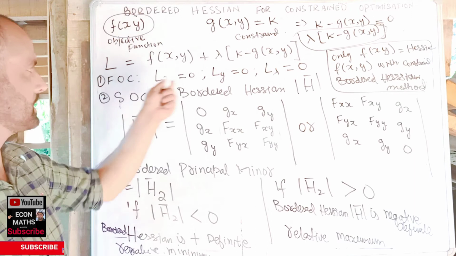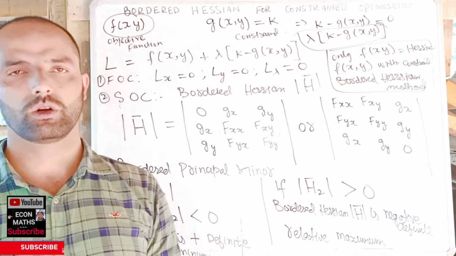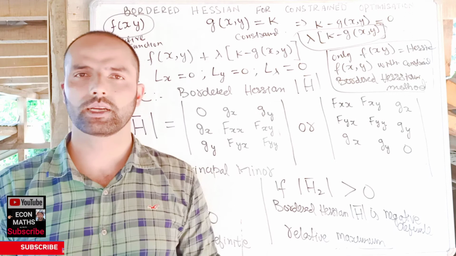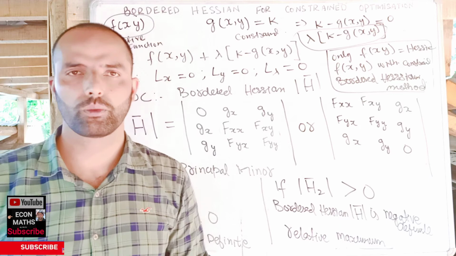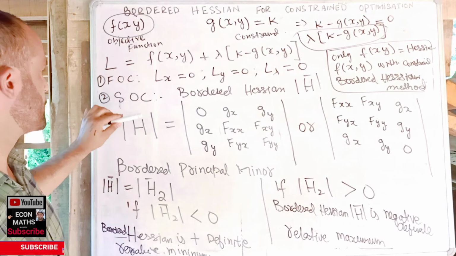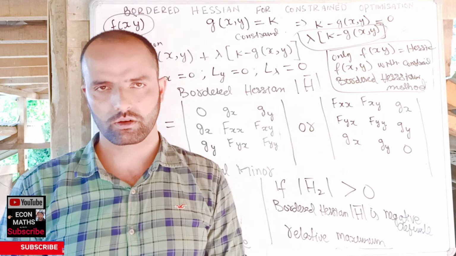Now, if this is the Lagrange's function, the first order conditions for the Lagrange's function to be at optimum are that we take the partial derivative of this Lagrange's function with respect to x, y, and lambda and set them equal to zero. After that, we solve them for x, y, and lambda to get the optimal values. Now, to see whether they are at relative minimum or relative maximum, we use the bordered Hessian method in case of constrained optimization, and the simple Hessian method in case of unconstrained optimization. Okay, so first order conditions are met.